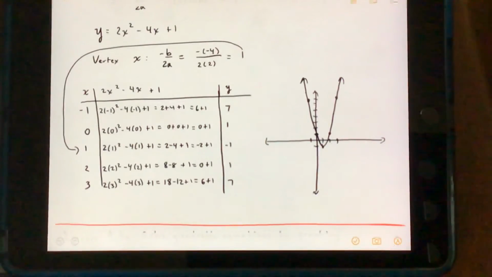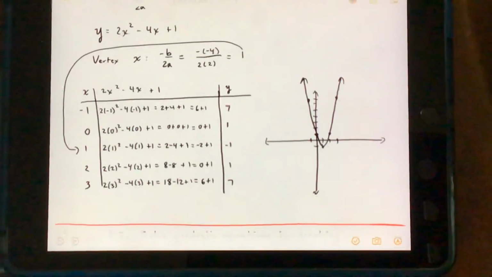You can see I filled out my table of values, plugging in the x values to my equation to determine my corresponding y values. So I've gone step by step in the middle of my table of values to determine my y values. Please make sure you do the same so you have accurate x and y values that you can plot for your parabola.